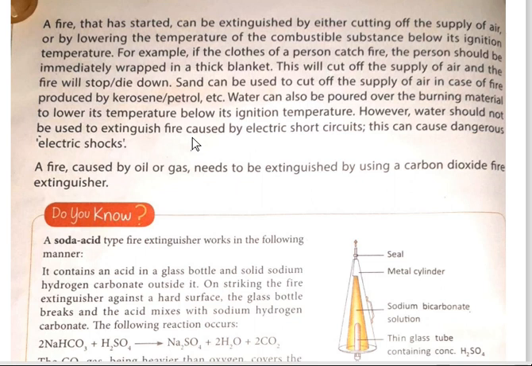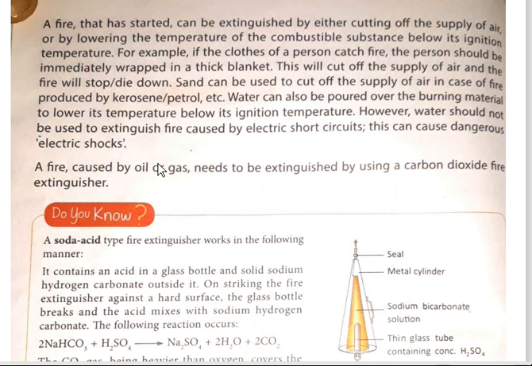One more process we have seen is covering the object. Suppose a person has caught fire, people cover him with a blanket or some object. If we cover it with a substance that cuts the supply of air, that will stop the fire because the supply of air is cut off. So these two methods stop fire.